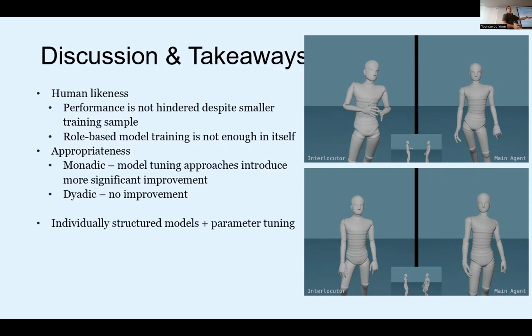So basically the takeaway from this is that even though we used the exact same model structure with the exact same parameters without hyperparameter tuning, there was no significant decrease in our performance. But there's a hope that for the listener behavior, the separate models would be useful.